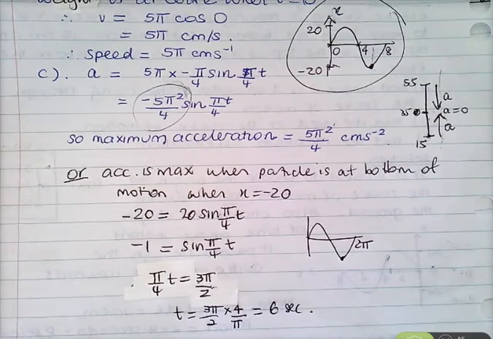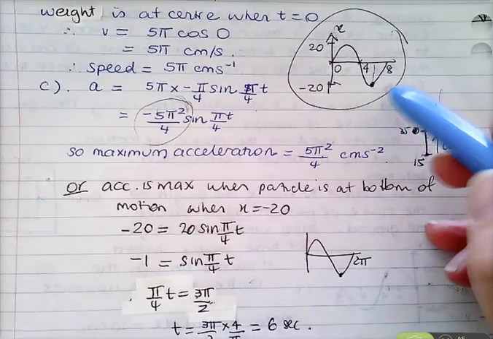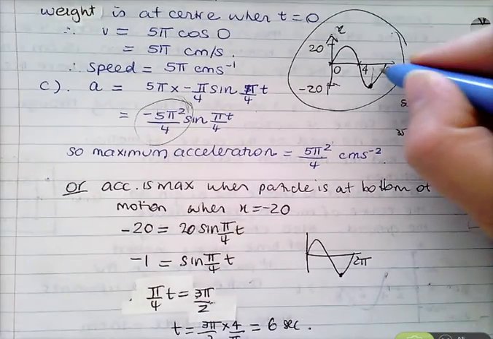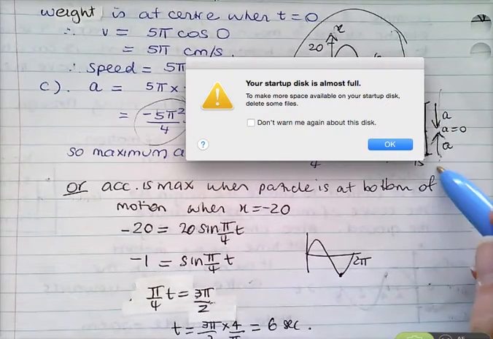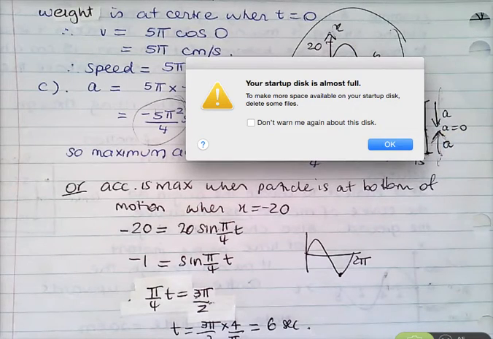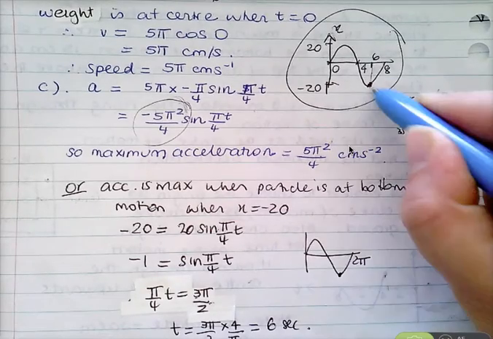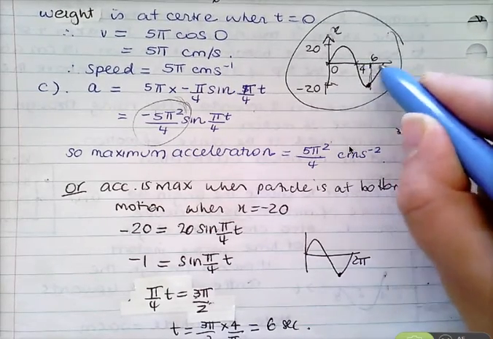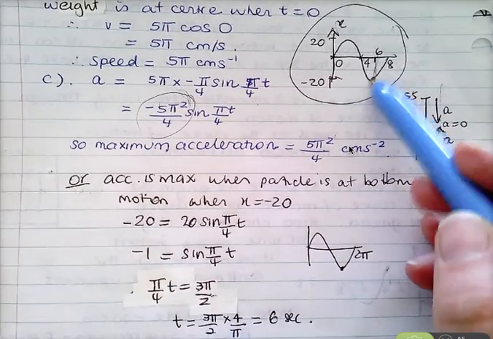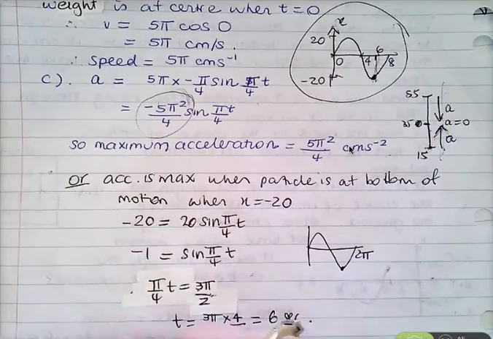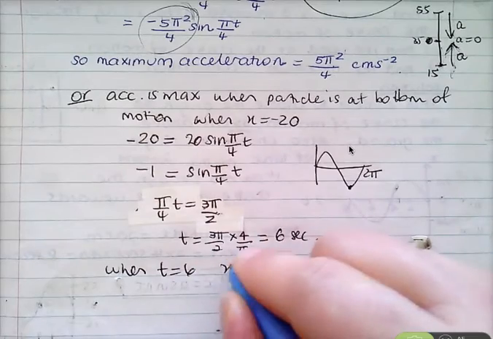So it'll occur when time is 6 seconds. If you look at the original graph that I had, that was the case anyway. We said acceleration is maximum when the particle's coming back up, because acceleration acts towards the centre. So we can see that the bottom point is there, halfway between 4 and 8, which is at 6 seconds. So you could just use the graph to say acceleration's maximum down here, and that when t equals 6, you can work out what x is.